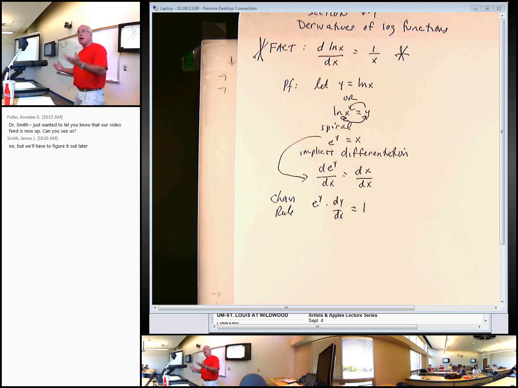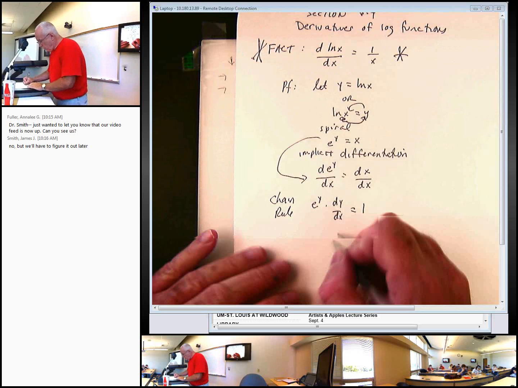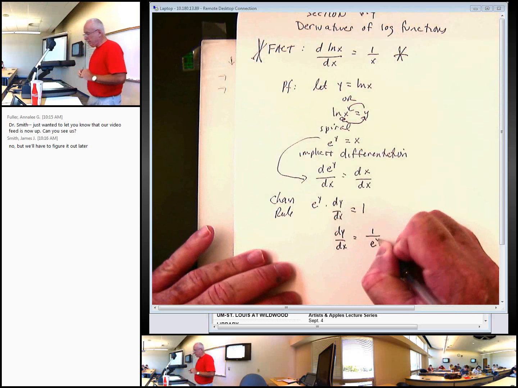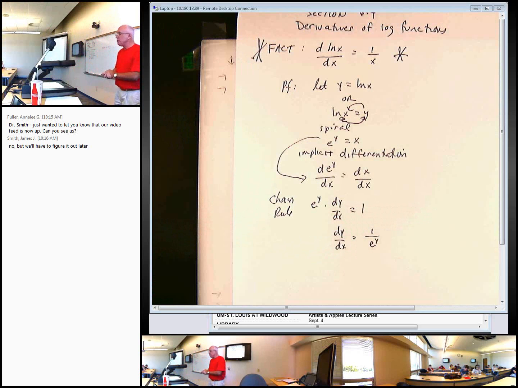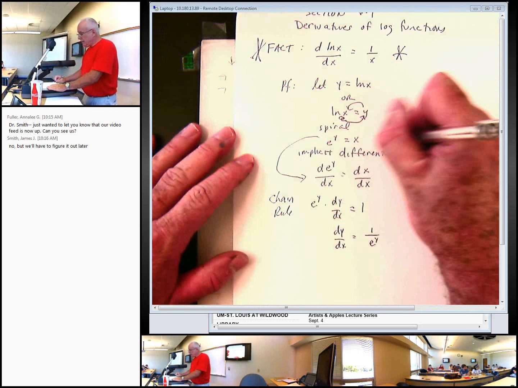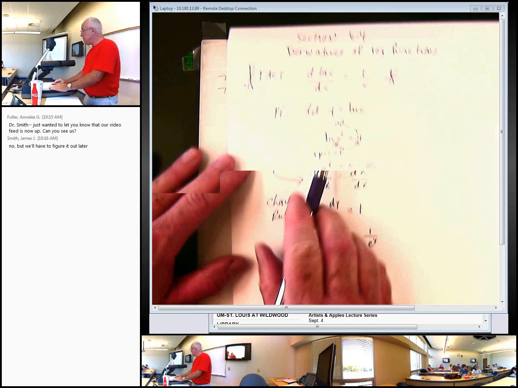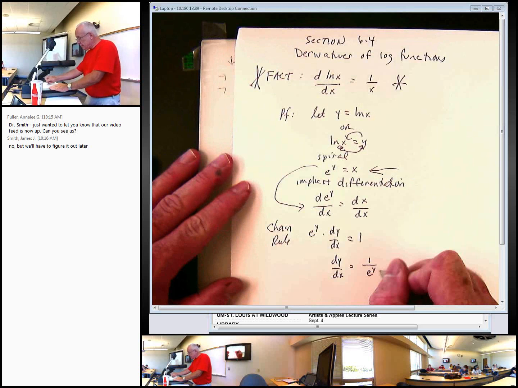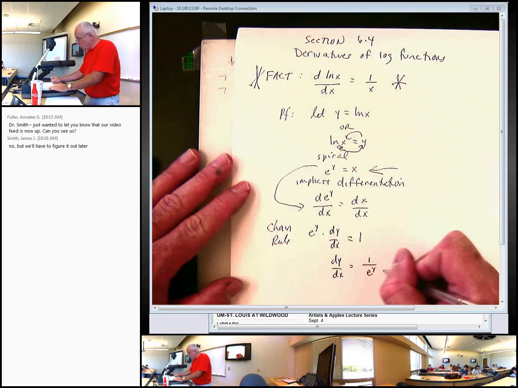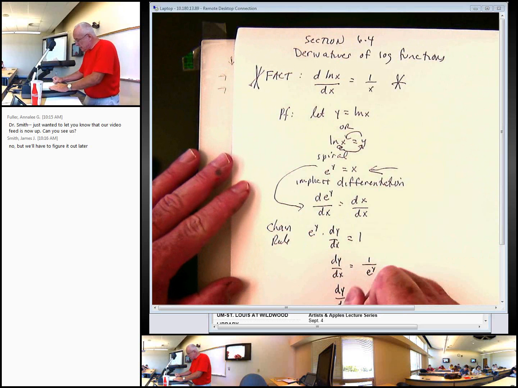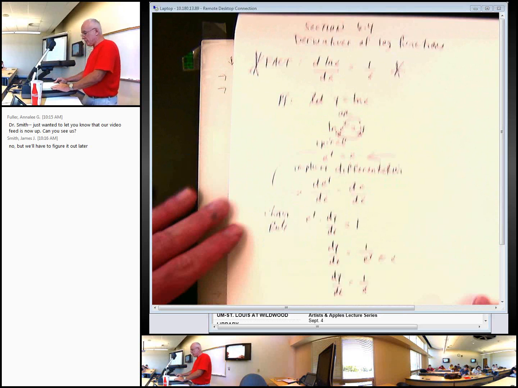Now let's divide both sides by e to the y. We have dy dx equals 1 over e to the y. We're almost finished here. Remember, way up here, that e to the y is equal to x. So I'm just going to replace e to the y down here with x. So I end up with dy dx is equal to 1 over x.